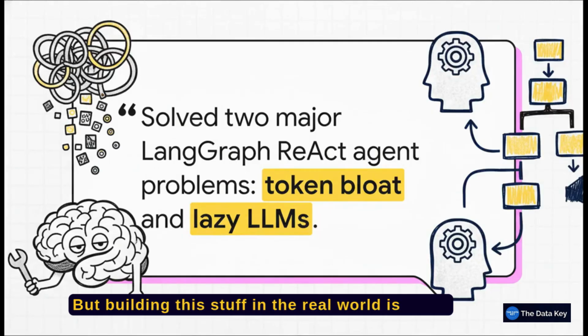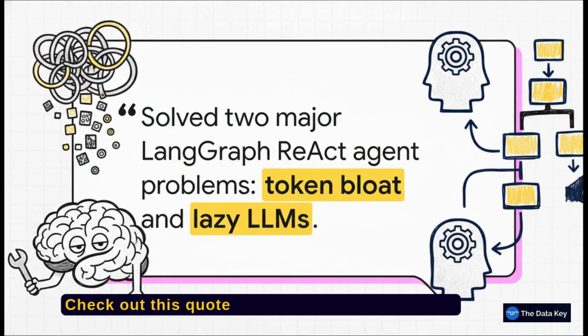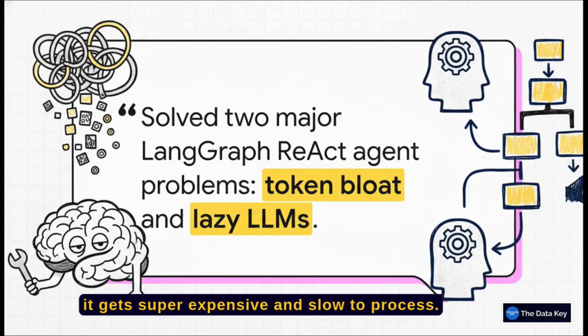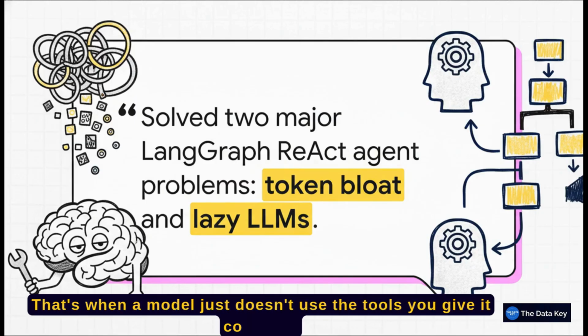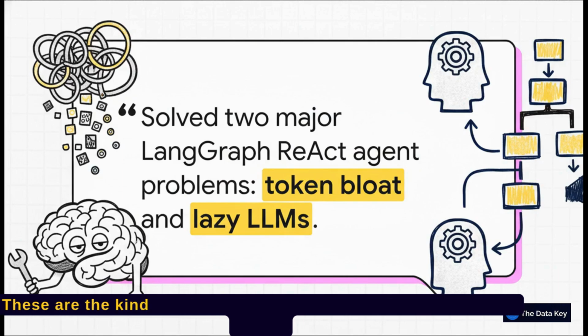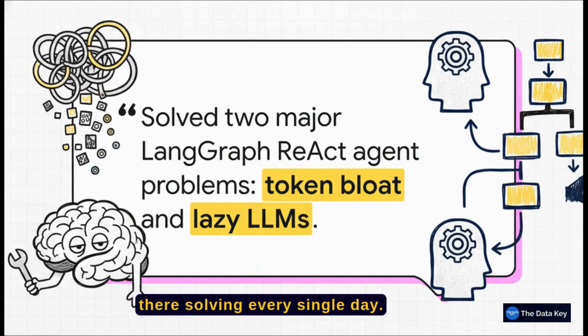But building this stuff in the real world is never as clean as it sounds. Check out this quote from a developer on Reddit. They're talking about solving token bloat. That's when a conversation history gets so long it gets super expensive and slow to process. And they mention lazy LLMs. That's when a model just doesn't use the tools you give it correctly. These are the kinds of gritty, real-world problems that developers are out there solving every single day.